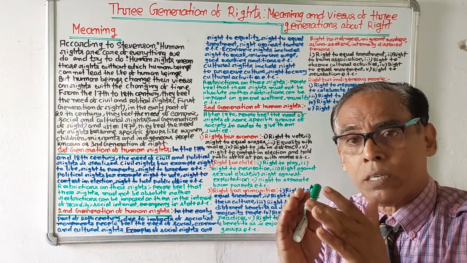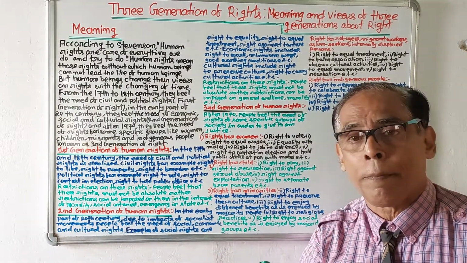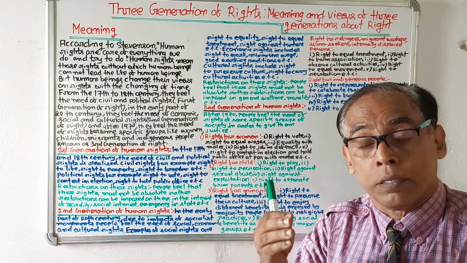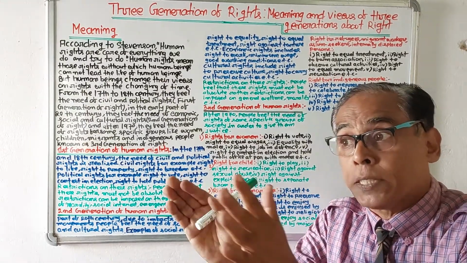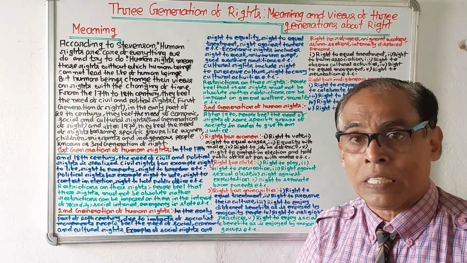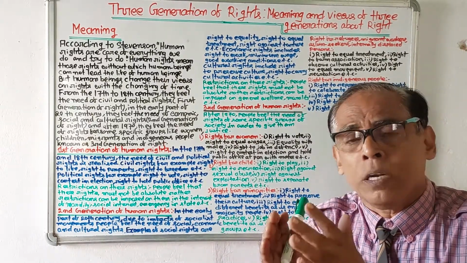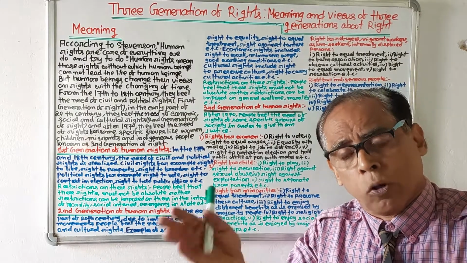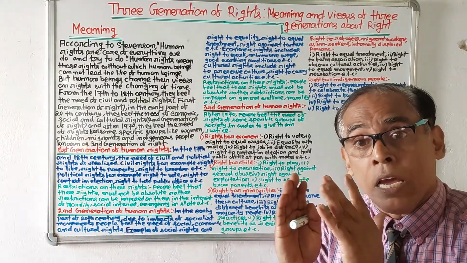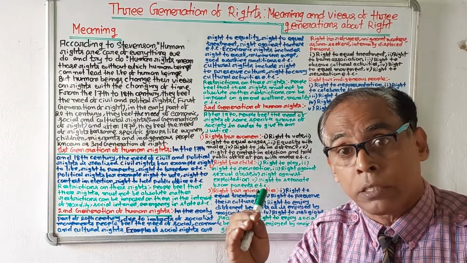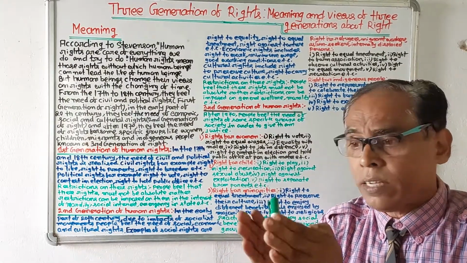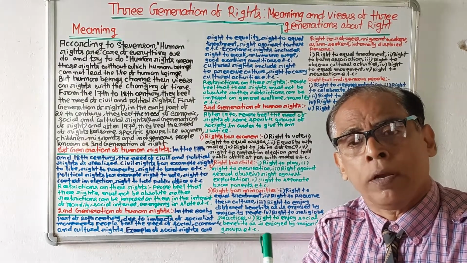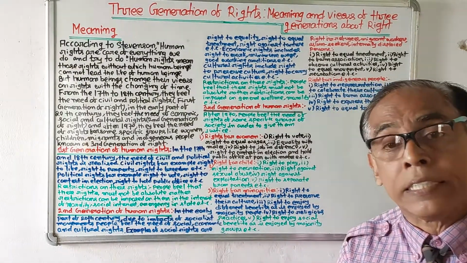After 1970, people gave importance to rights of some special groups. They did not give much importance to civil and political rights or social, economic and cultural rights. Rather, after 1970, they felt the necessity of rights for some specific groups like women, children, minorities, indigenous people, migrants. This is known as the third generation of rights.